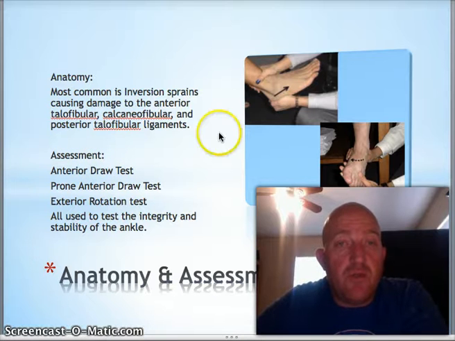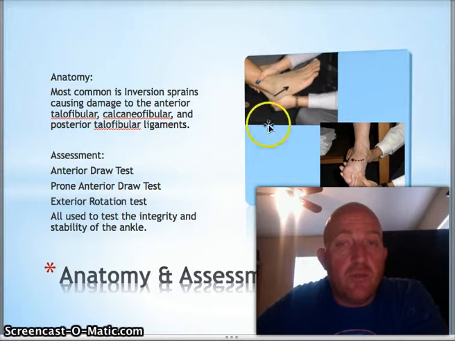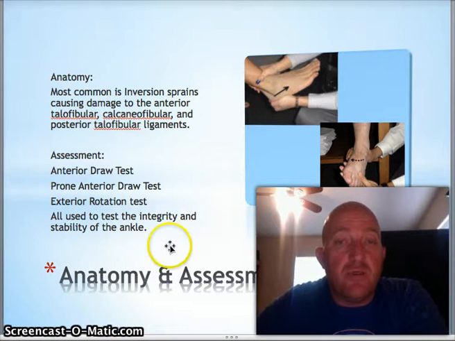For this, we have the anterior drawer test, which you see here, holding the tibia, pulling the ankle forward with the hand at the ankle, or excuse me, the heel, and moving that forward. The prone anterior test is very similar, except you're lying face down on the table, and you're doing the same thing, pushing from the heel forward or down towards the ground at this point, which would indicate movement in the ankle and help us to assess this injury.